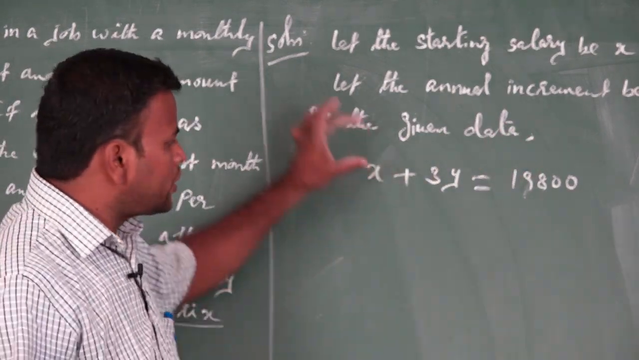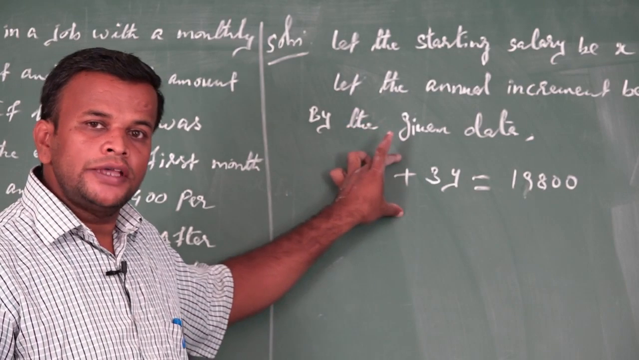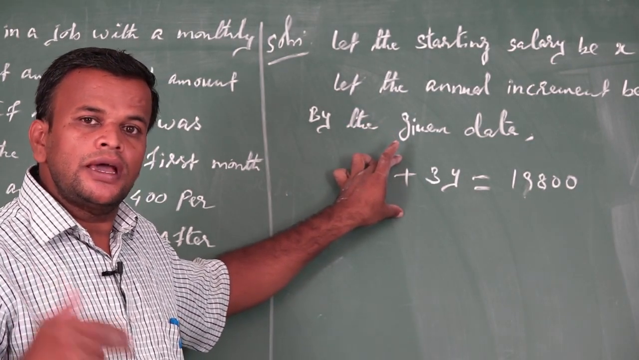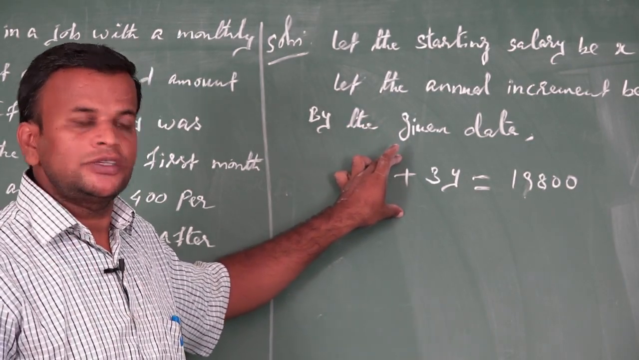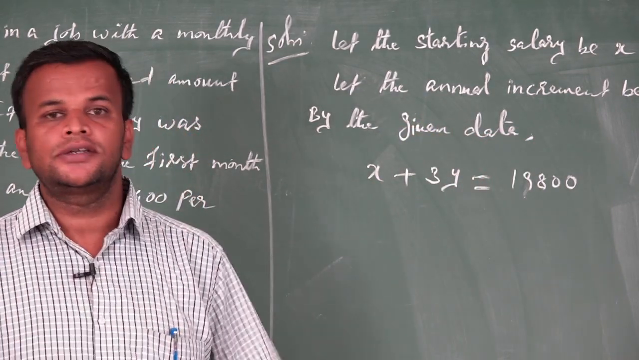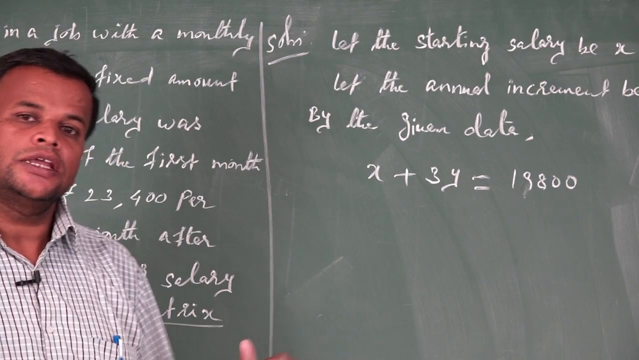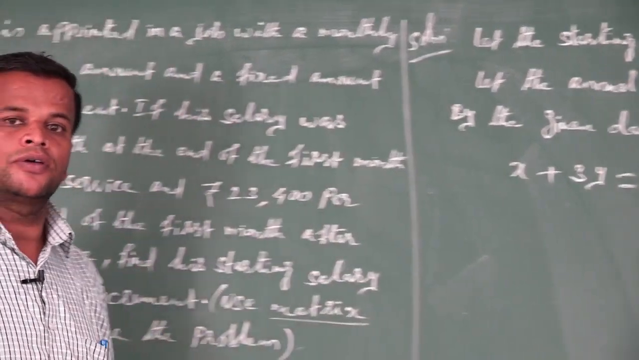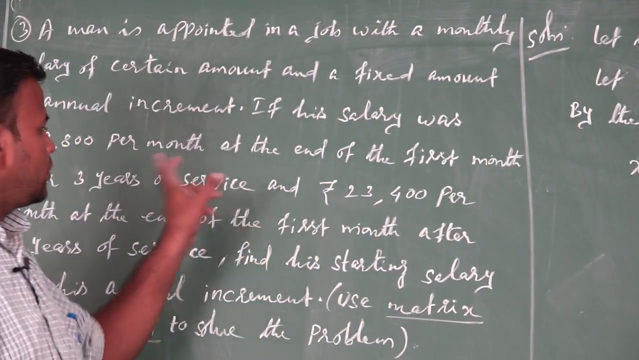That is, the starting salary plus, every year there will be an annual increment. It's a fixed increment. So 3 times the increment, we are getting an amount of 19,800. So the first equation is formed according to our given data.